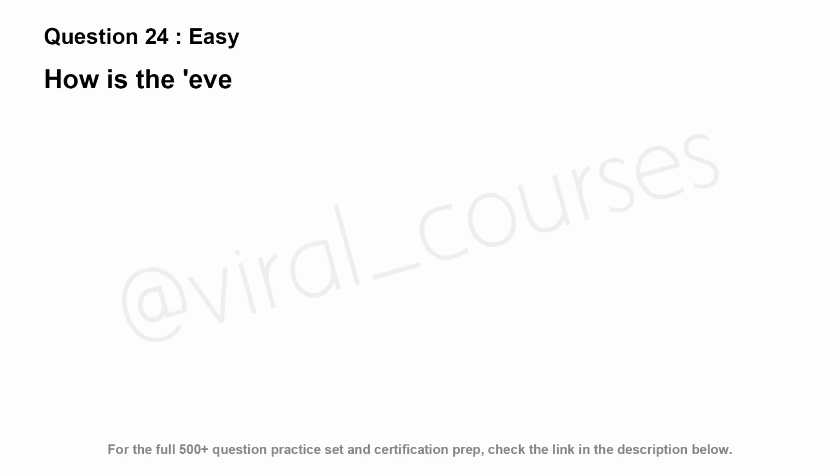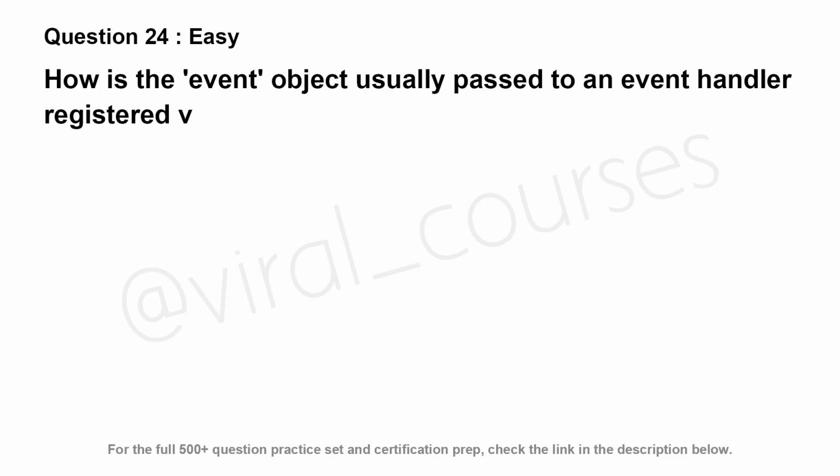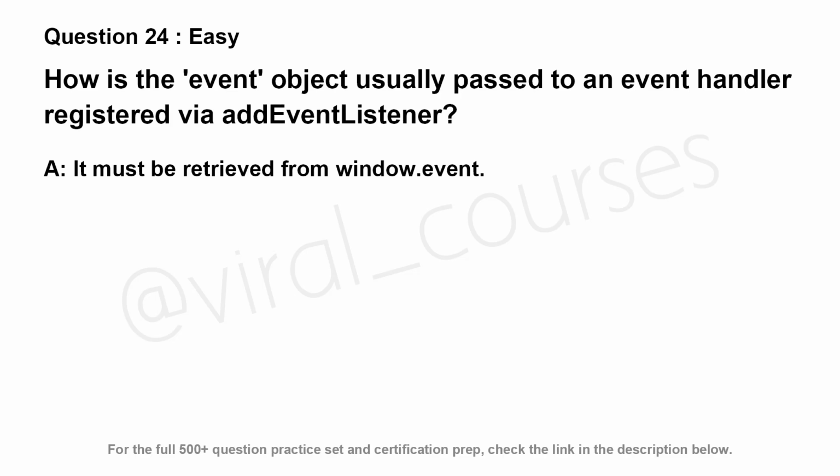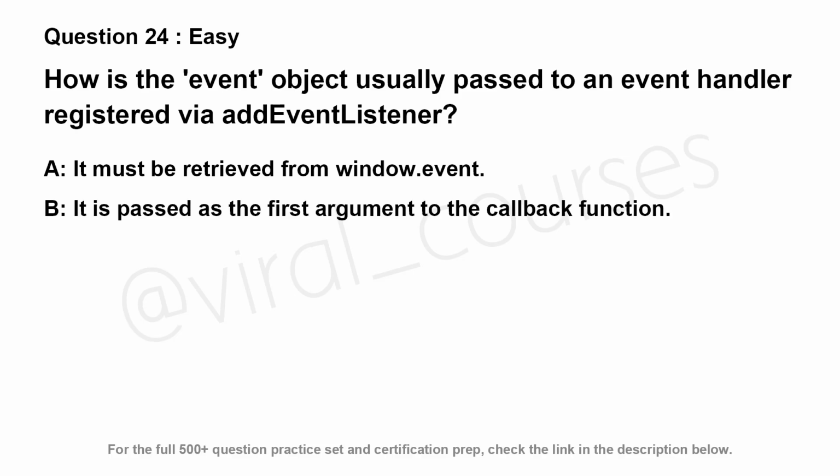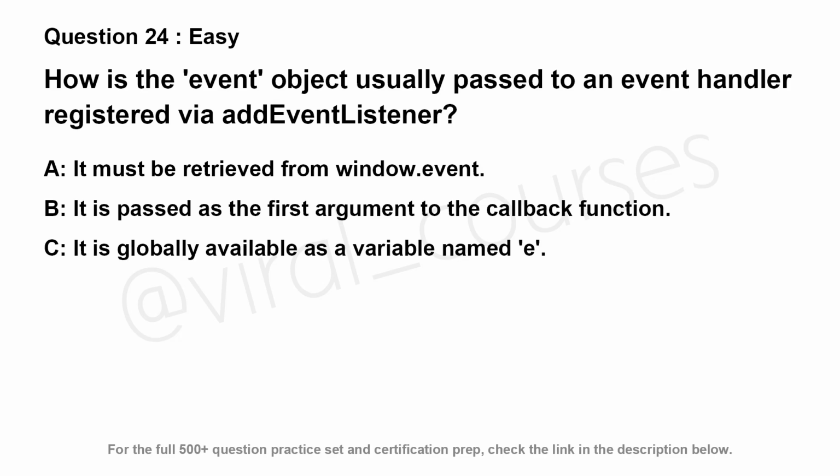How is the event object usually passed to an event handler registered via addEventListener? Option A. It must be retrieved from window.event. Option B. It is passed as the first argument to the callback function. Option C. It is globally available as a variable named e. Option D. It is attached to the this keyword.